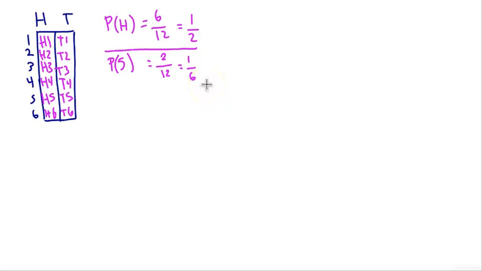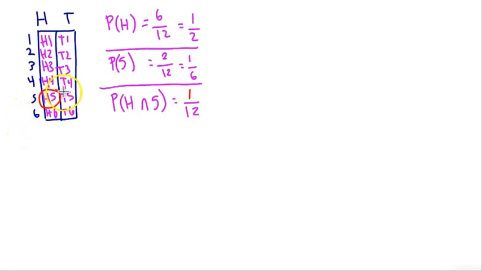And these numbers make sense because again there's 2 sides of the coin and one of them is H, so I should get 1/2 as my probability for H. And there's 6 outcomes on the die, one of which is a 5, so the probability that the die comes up 5 is 1 out of 6.